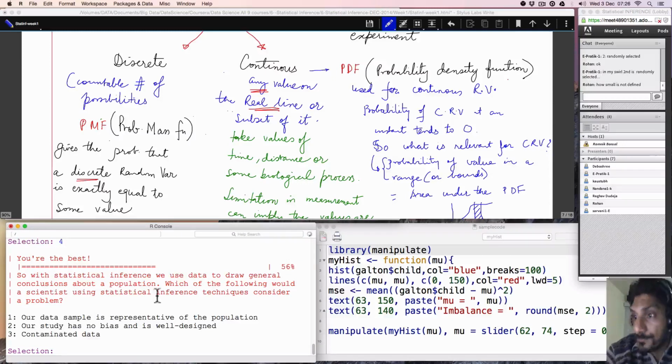Okay, so the next one is, with statistical inference, we use data to draw general conclusions about a population, right? Which of the following would a scientist using statistical inference techniques consider as a problem? So which is a problem for a scientist here? One, data sample is representative of the population. Two, study has no bias and is well designed. Three, contaminated data. This one is obvious actually, right?